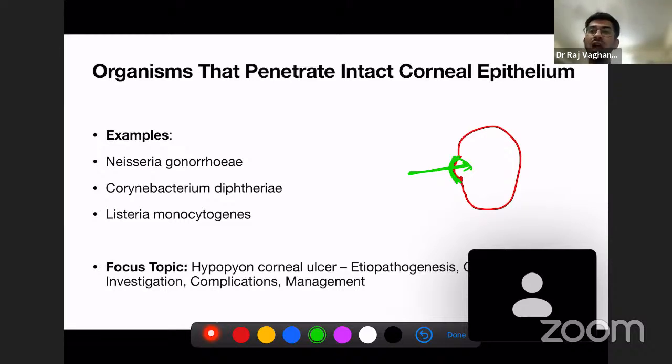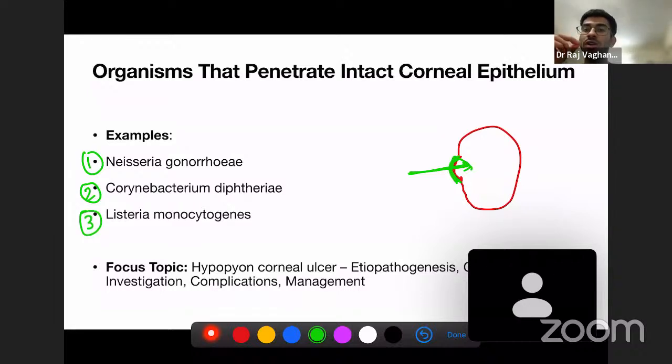Now, what are the examples of the organisms that can penetrate the intact corneal epithelium? The examples include Neisseria gonorrhoeae, Corynebacterium diphtheriae, and Listeria monocytogenes. So these are the three examples of organisms that can penetrate the intact corneal epithelium, enter the cornea and lead to corneal disease.